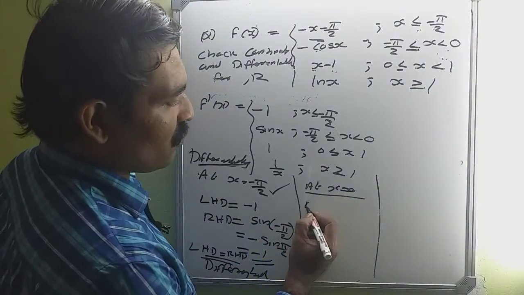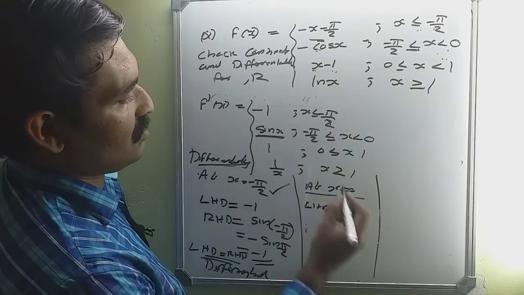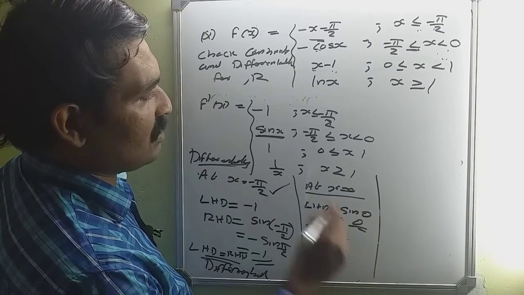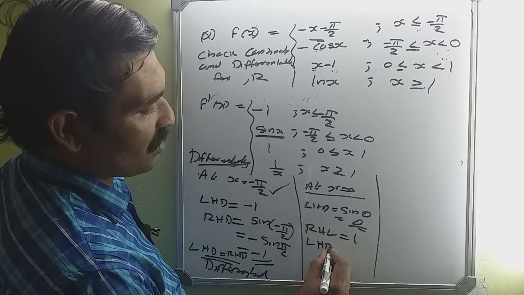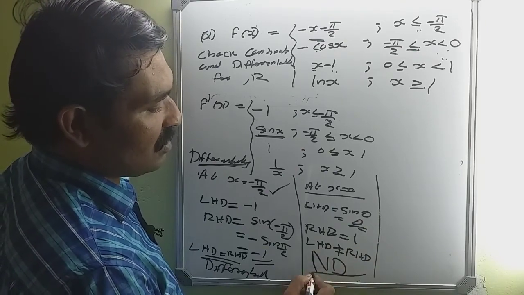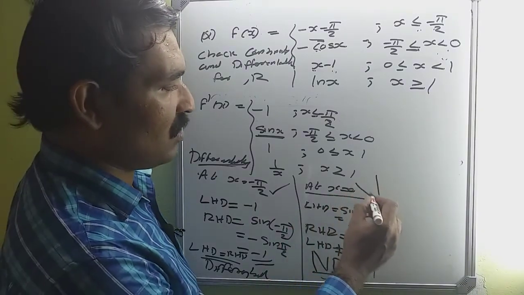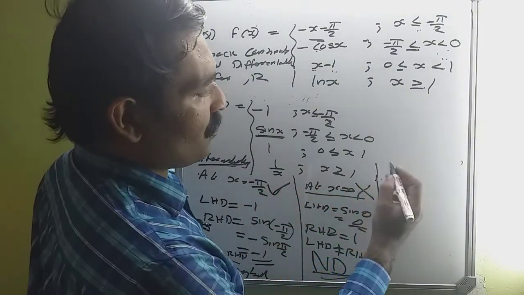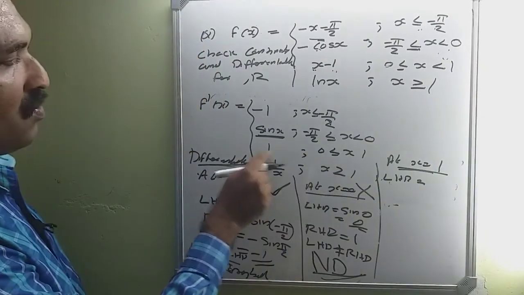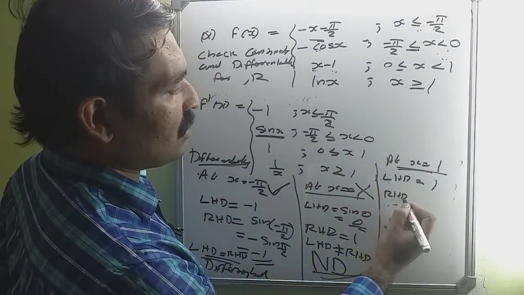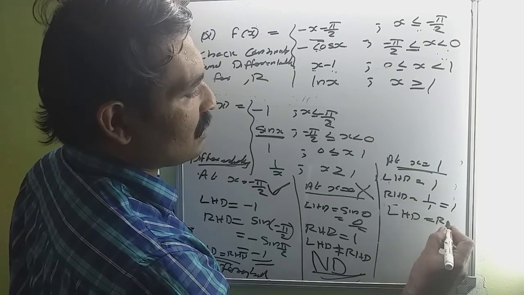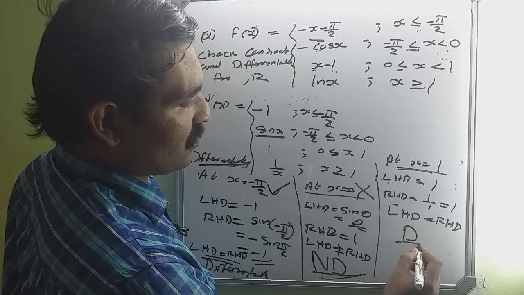At x is equal to 0, the LHD is equal to sine 0, which is equal to 0. And the RHD is equal to 1. LHD is not equal to RHD, so it is not differentiable at x is equal to 0. Now at x is equal to 1, the LHD is equal to 1, and the RHD is equal to 1 by x, that is 1 by 1, which is equal to 1. LHD is equal to RHD, that is differentiable.